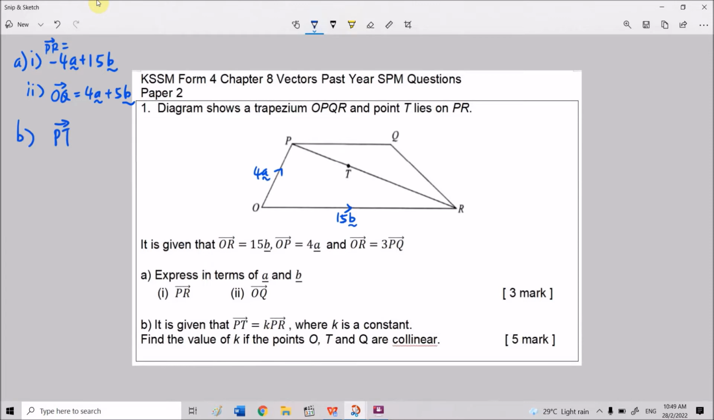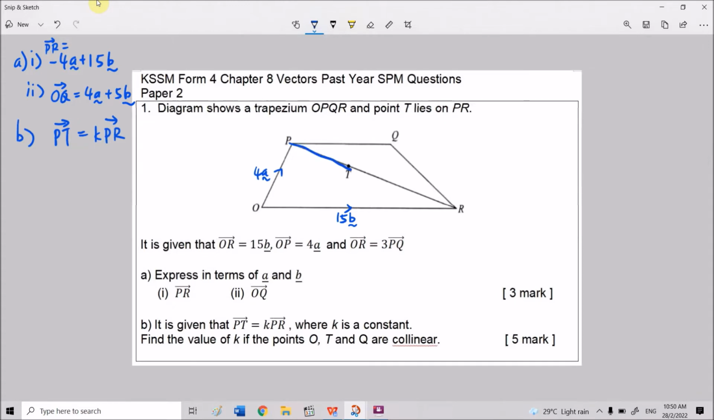Given vector PT equals K vector PR. Whenever you are given this type of question, even though you have no idea how to find K for now, we usually try to express these vectors in terms of A and B. You can use what you get from question A as a hint, since they want you to express the vectors in terms of A and B. So we try to convert this to vector A and vector B and see what we can do from there. How can we express vector PT in terms of A and B?